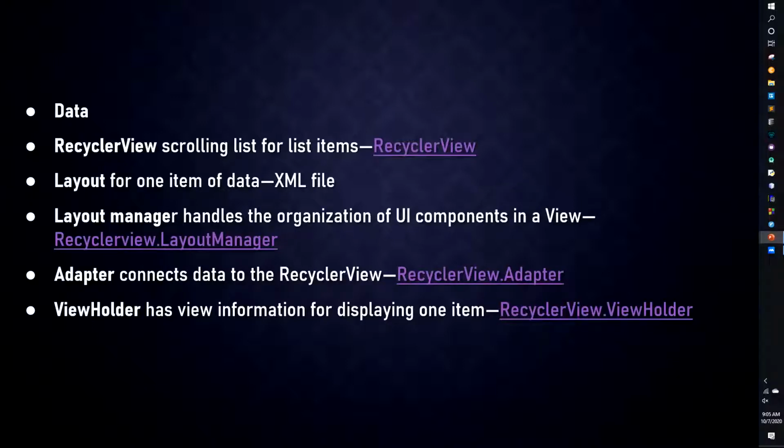One of the advanced parts compared to list view is that we use the layout manager so that we can align the list in a horizontal or vertical way, while in list view we can only scroll down vertically. We also have to create an adapter to connect the data to the recycler view, and a view holder that will help us display the information for one item. So let's continue with the implementation from where we stopped yesterday.